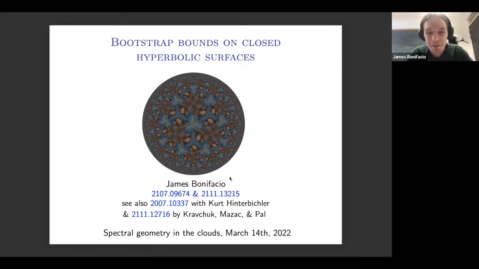So this talk will be mostly based on these two papers, these arXiv numbers here. And so these are about hyperbolic manifolds. But there was also this earlier paper that I wrote with Kurt Hinterbichler, which is about Einstein manifolds. And there was also this paper by some other authors, which came out on the same day as the most recent one of mine. So by Petr Kravchuk, Dalimil Mazáč, and Sridip Pal, and it has a lot of the same results, but they approach it from a more representation theoretic point of view.